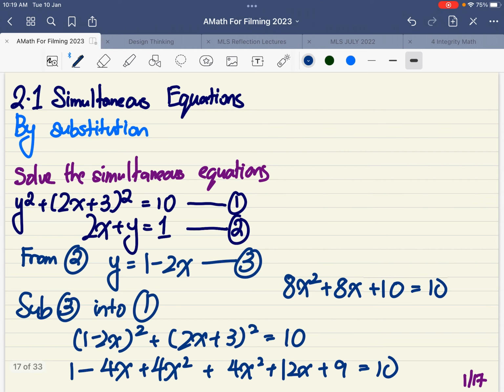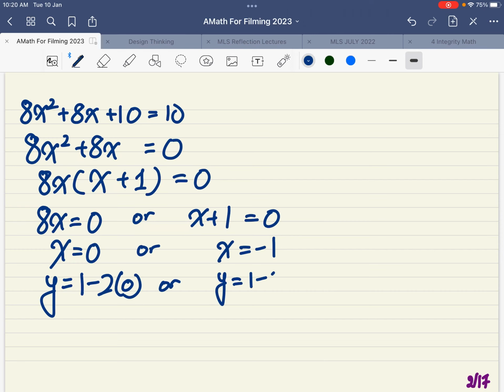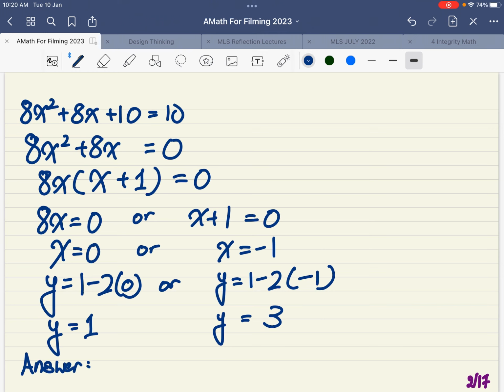If you go back, what we have is y equals 1 minus 2x over here. That was equation 3. So I can find y equals 1 minus 2 times x, which is 0, or y equals 1 minus 2 times x, which is negative 1. So my y value is 1, or my y value is 3. To present your answers, just write: x equals 0, y equals 1, there is one set of values, or when x equals negative 1, y equals 3.